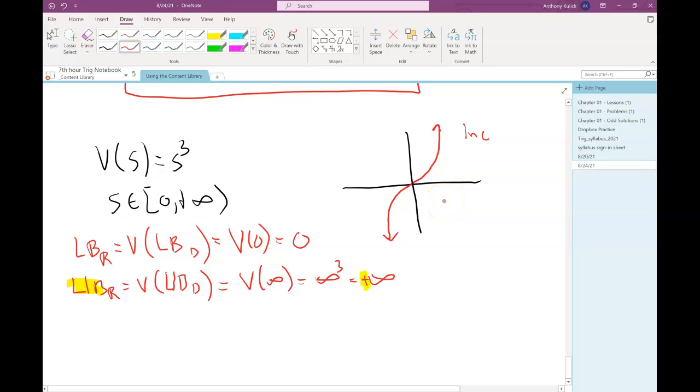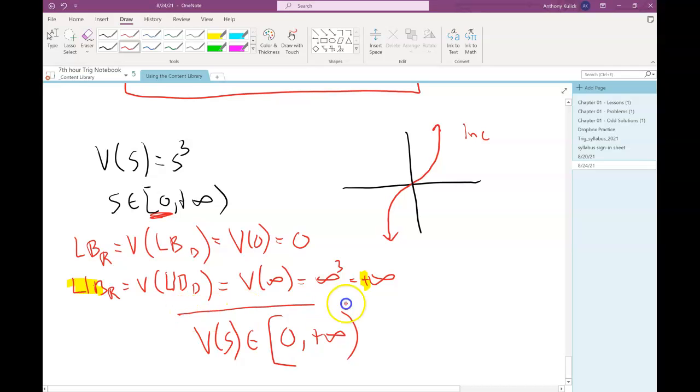Everybody good there? So v of s is 0 to positive infinity. The positive infinity we know gets a parenthesis. And because the 0 that we used as the input had a bracket, we know the 0 that we get as an output also has a bracket.